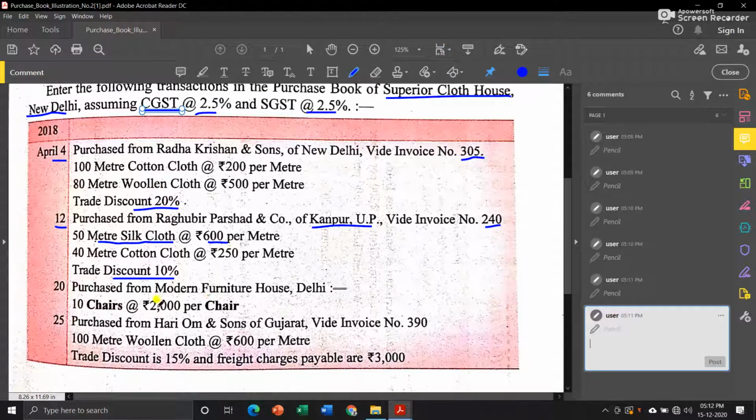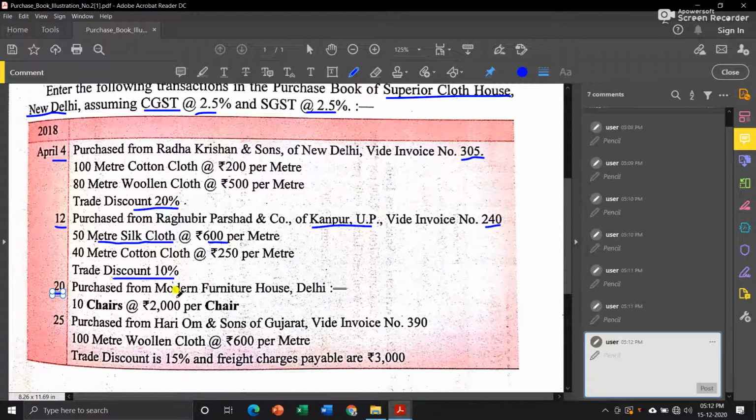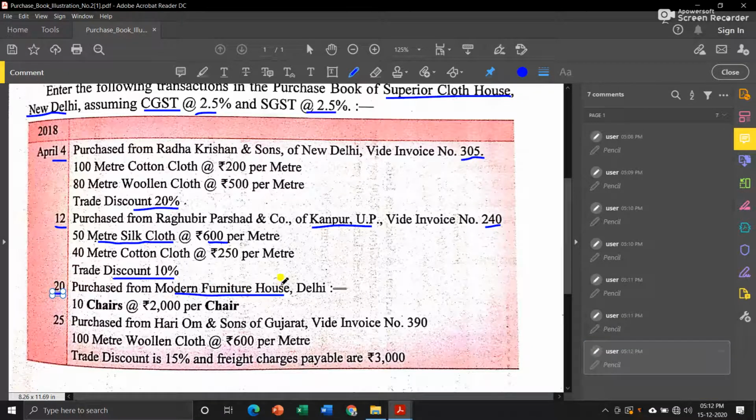Now the next transaction that took place on 20th April, purchase from Modern Furniture House. Now see, our business is cloth business, but here we purchased furniture, so it will be treated as purchase of asset, so we will not record it in our purchase book. Then next transaction we have on 25th April.